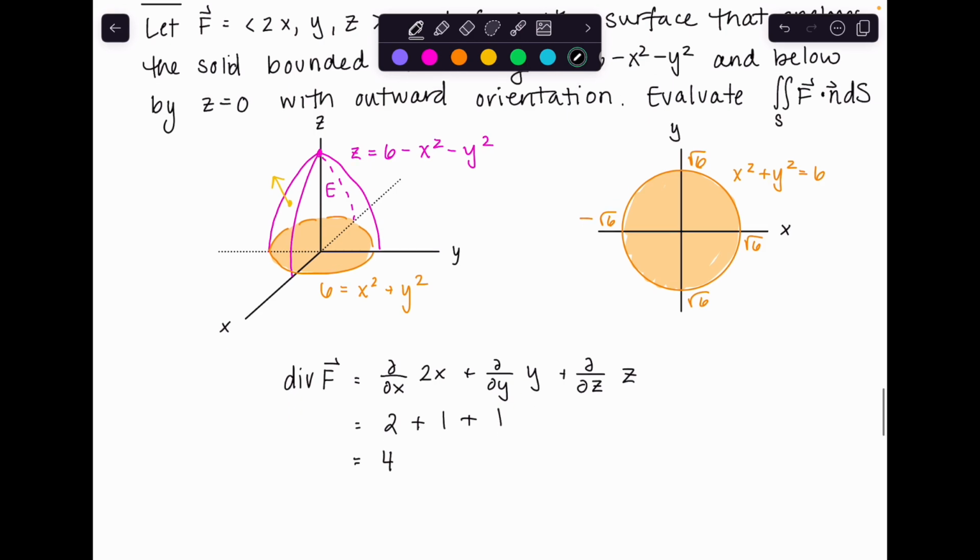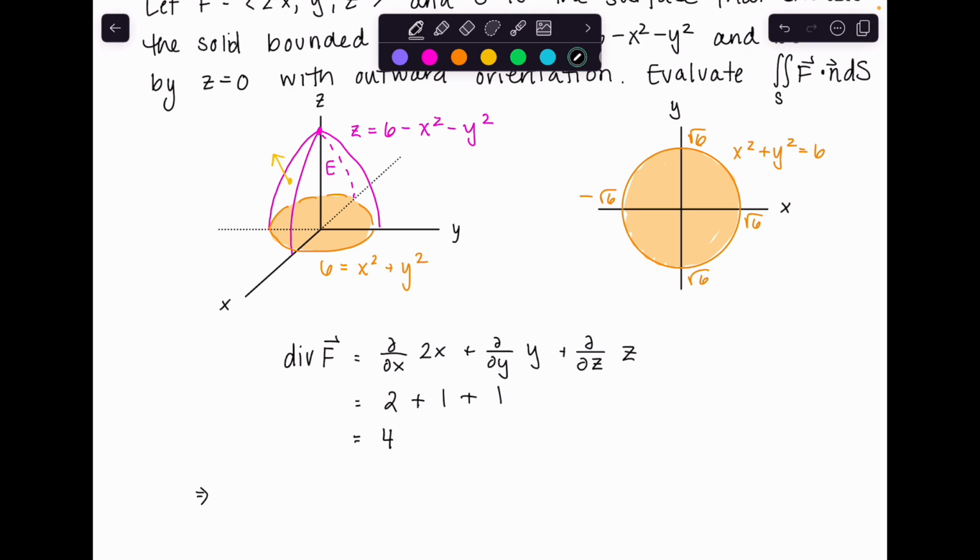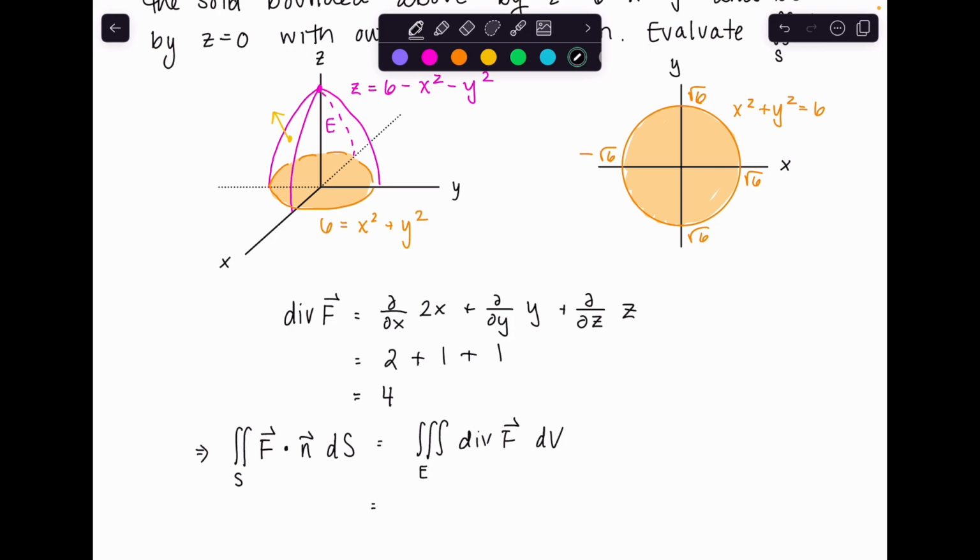So if I want this surface integral, instead we turn it into a triple integral over E of the divergence of the vector field. So this becomes 4 on the inside, and then we'll set up these bounds. We're going to integrate with respect to dV. I'm going to set this up using rectangular coordinates first, just so we get some practice with that. We'll do dz, dy, dx.